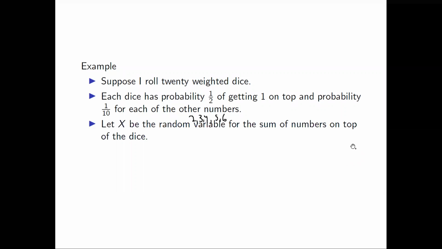And we'll define this random variable x to be the sum of the numbers on top of the dice. So same random variable we were looking at before. And the problem here is to find the expectation of x. And you can solve this one using similar methods to what we did on the previous ones.